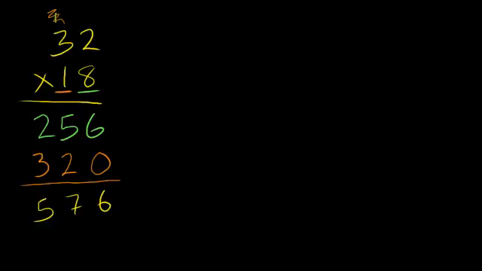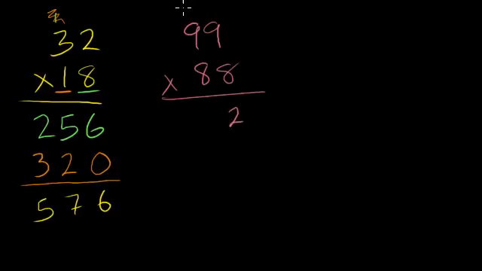Let's keep going. Let's do 99 times 88. It's going to give us a big number. 8 times 9 is 72. 72, stick the 7 up there. And then you have 8 times 9 again. 8 times 9 is 72, but now you have the 7 up here. So 72 plus 7 is 79. Fair enough. Now we are done with this.